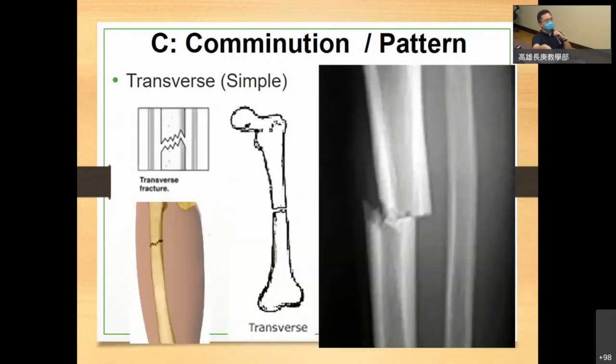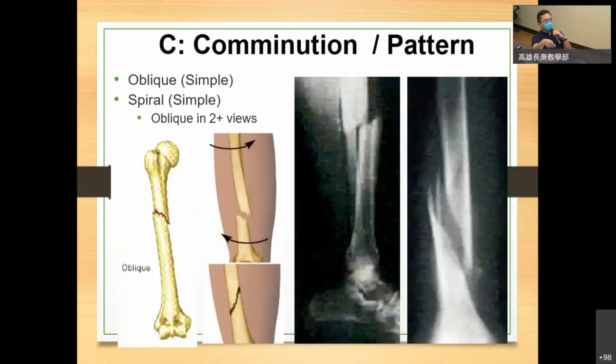So this picture shows a transverse fracture. It's a simple fracture. And this picture is the oblique fracture. Oblique and spiral fractures, in these two pictures, sometimes are not easy to differentiate, but the biomechanical injury of the patient is not the same.